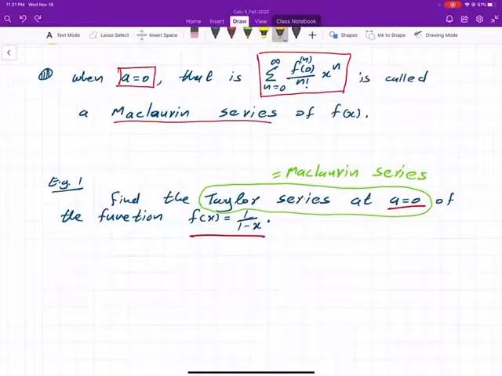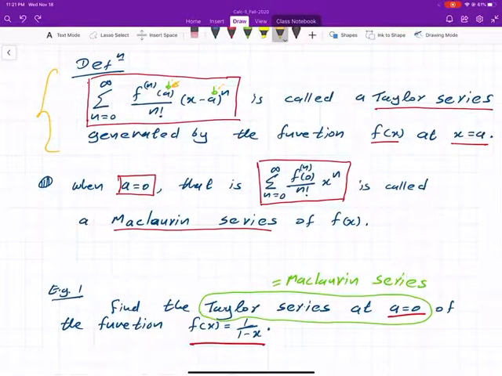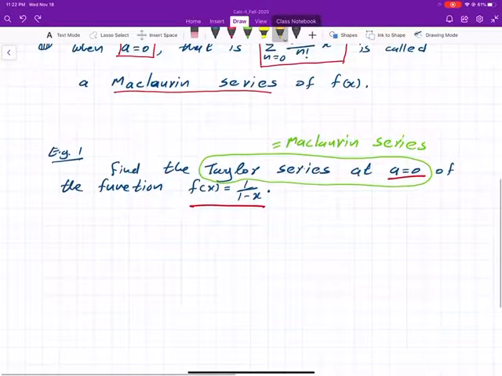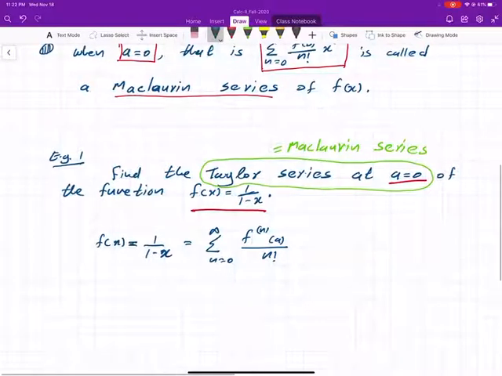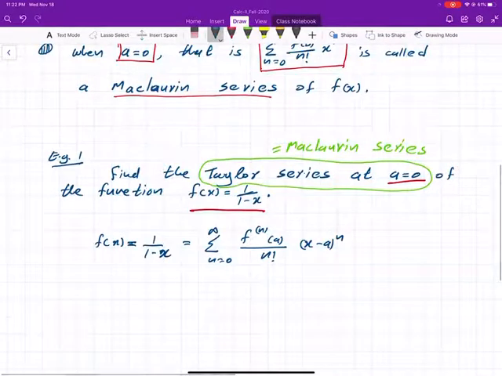Let me take these extra lines out. Alright, now just work on this problem. Actually, Taylor series at a equals 0 is written like this. This is the given function f of x equals 1 over 1 minus x, which is given to you. And then you could write this as the Taylor series, that is this expansion. N goes from 0 to infinity, f n of a divided by factorial n times x minus a to the power n. Here a equals 0.